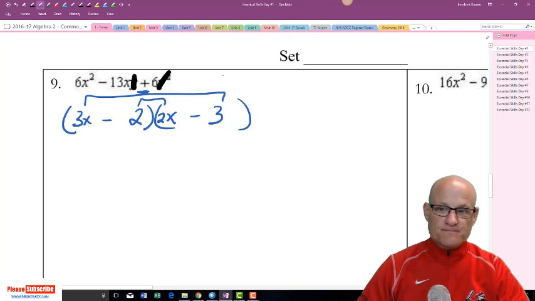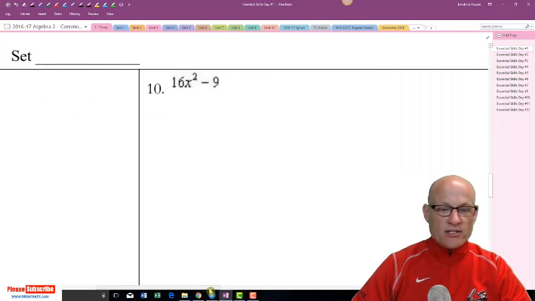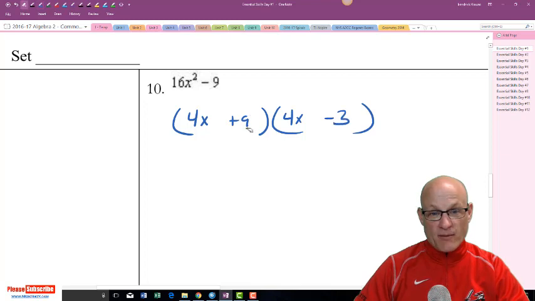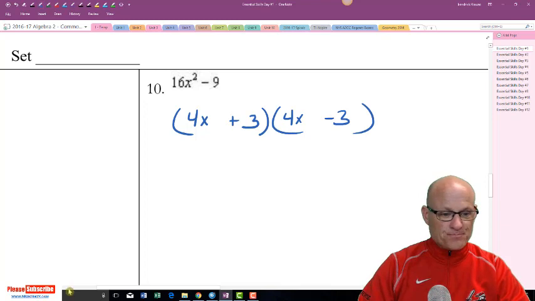Done. I do not know why that's not working. It's driving me nuts. Difference of two squares right there. Multiplies to 16x squared, 4x and 4x, plus 3 and minus 3. You don't want to make that dumb mistake. 3 times 3 is 9.